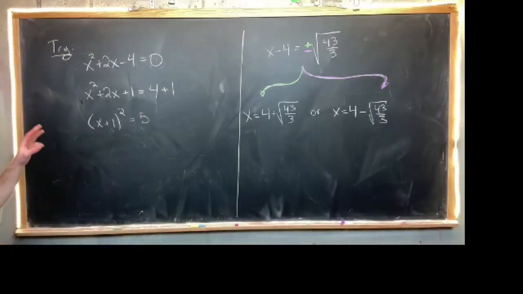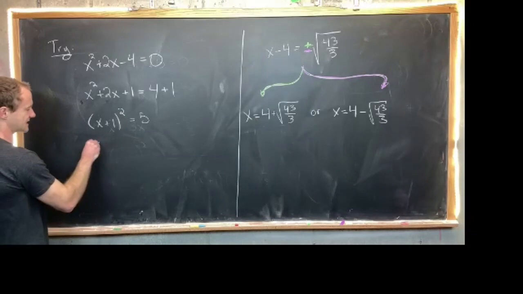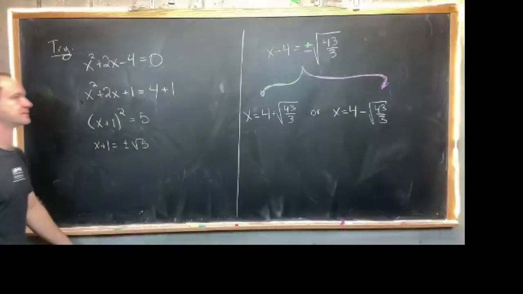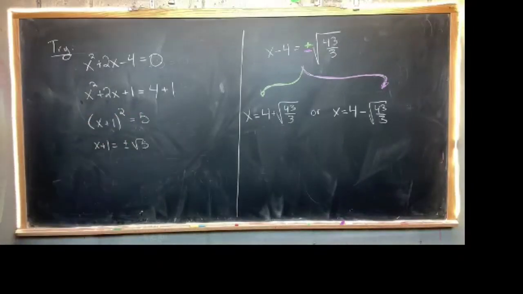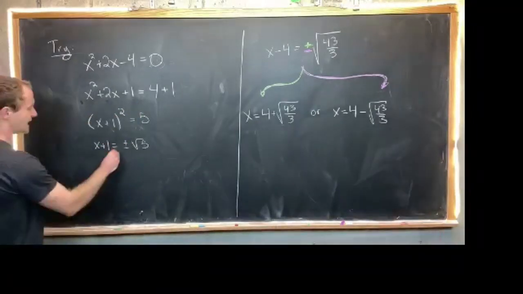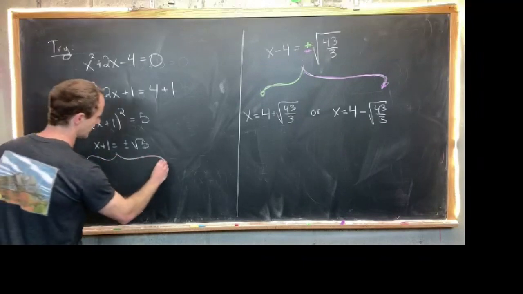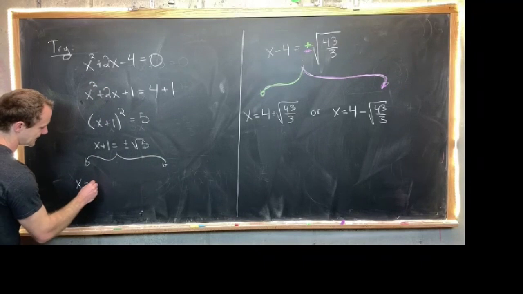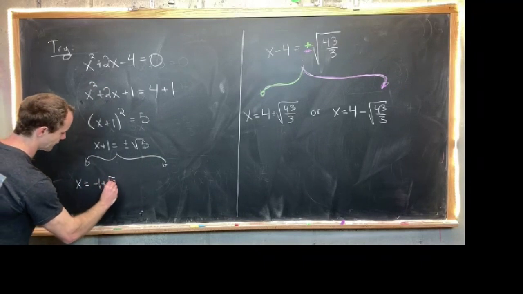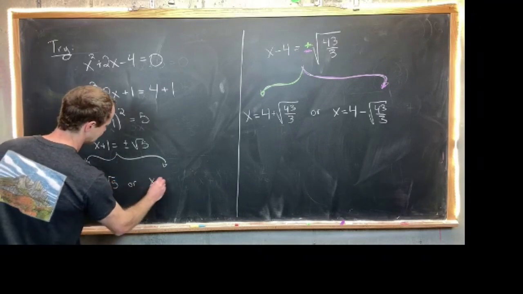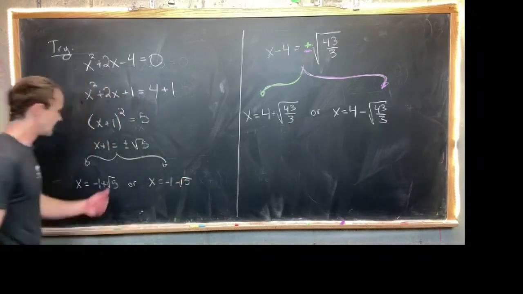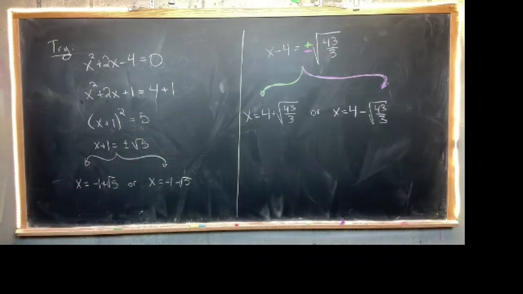So the next thing that we can do is take the square root of both sides. That's going to give us x plus 1 equals plus minus root 5. And then just like we did over there, we can get two solutions out of that, one out of the positive square root and one out of the negative square root. So we'll get x equals -1 plus the square root of 5, or x equals -1 minus the square root of 5. And we get that by subtracting 1 from both sides of the equation.